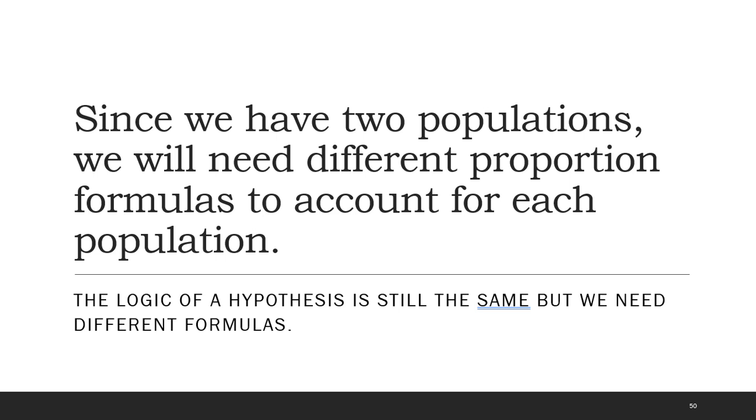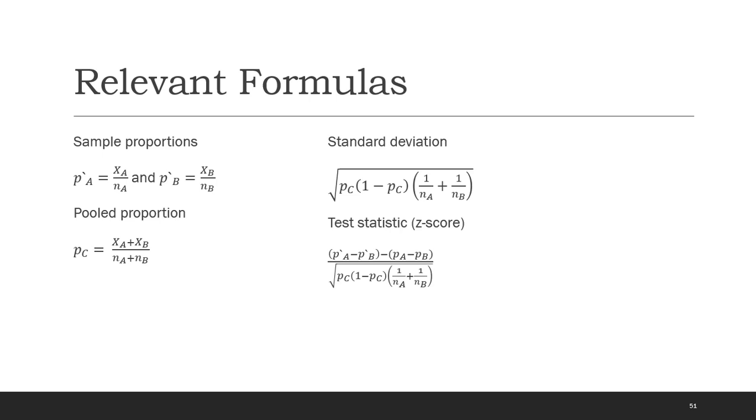Now, since we have two populations, we will need different proportion formulas to account for each population. So the logic of a hypothesis test is still the same, but just like before, we just need different formulas. And in this case, I'm going to tell you it's quite a few formulas. So we need to know what is the proportion from each population. So notice when we're coming up with sample proportions, we still use that prime notation, but now we're denoting it as P prime A and P prime B. So this comes from population A, population B, same calculation as before.